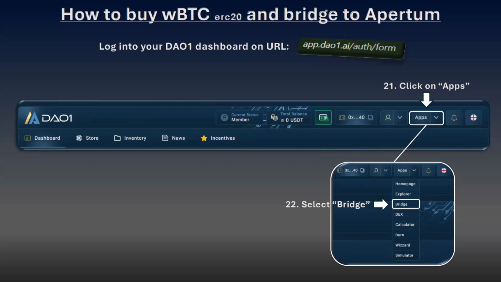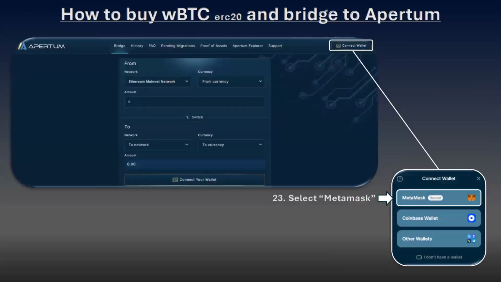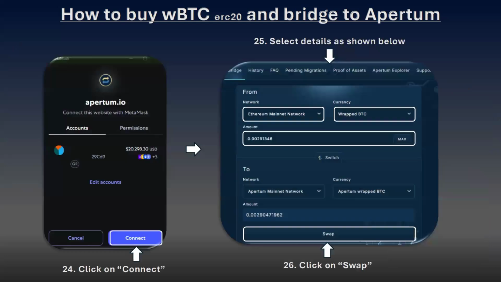So how do we start this bridging process using the DAO1 platform mentioned in the guide? Right, so you'll need to log into your DAO1 dashboard first, using their specific URL. DAO1 is the application providing this bridge. Once you're in, look for an app section, click that, and then select bridge. Okay, apps, then bridge. Makes sense. And just like before, you'll need to connect your wallet again. Select MetaMask and approve the connection so the bridge application can see your wBTC and interact with it.